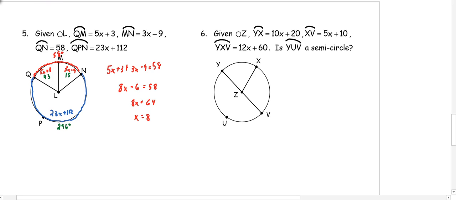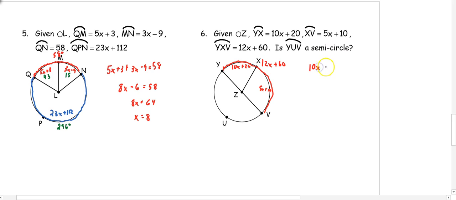Number 6, we know that XY is 10x plus 20. We know that XV is 5x plus 10. And we know that YXV, this whole arc, is 12x plus 60. So we can add the two arcs together and set them equal.